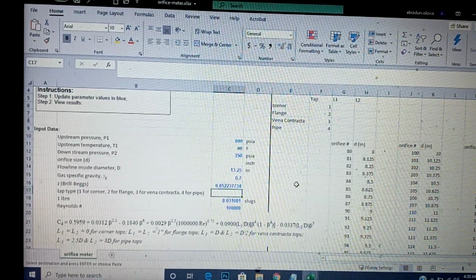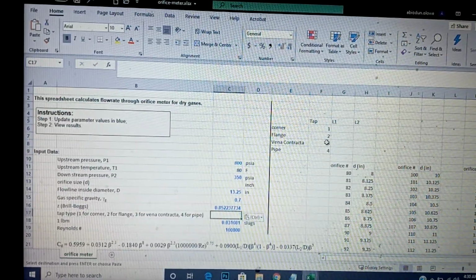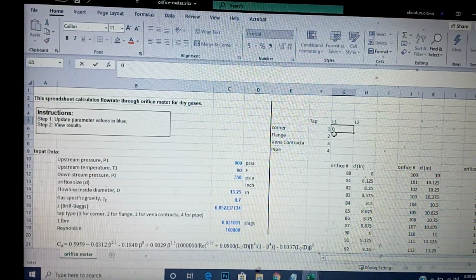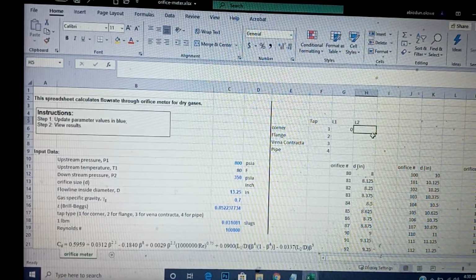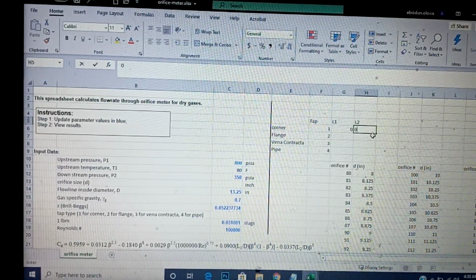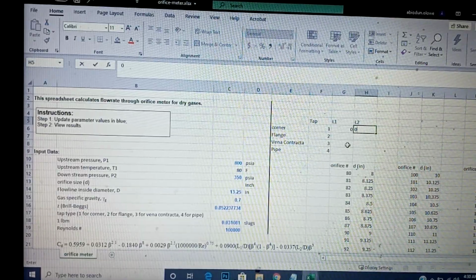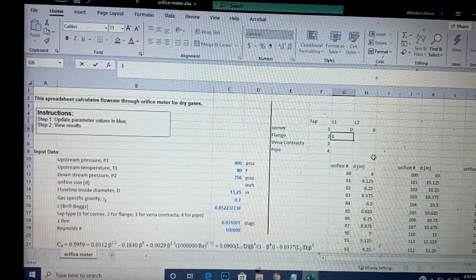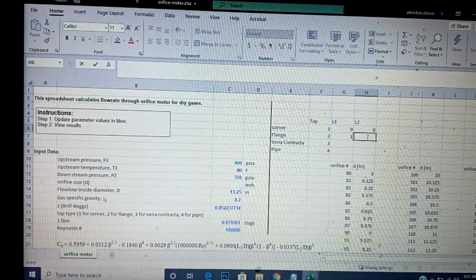So let's look at, okay, you look at the table there, F to H. So I use 1 for corner, 2 for flange, 3 for vena contracta, and 4 for pipe. L1 for corner is 0. That's the upstream distance from plate. And for downstream is also 0 because we are taking the pressure at the orifice. For flange, upstream is 1 inch. Downstream is also 1 inch.